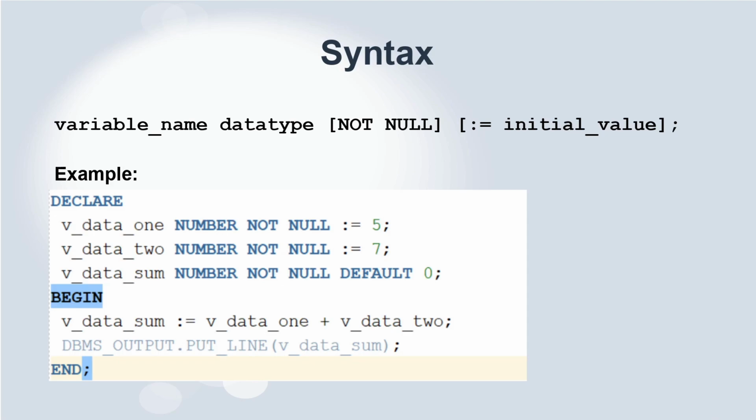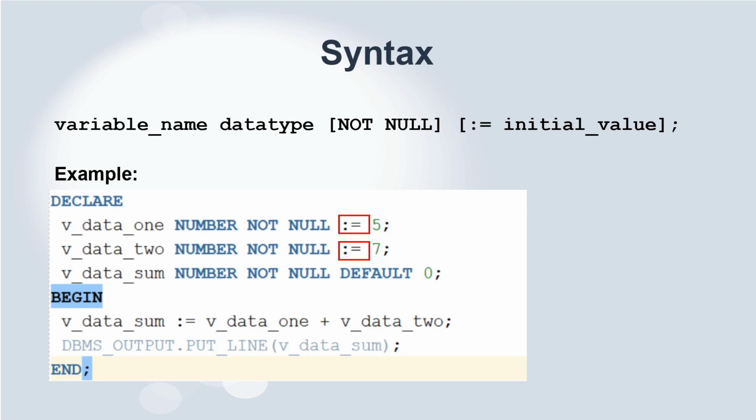First, specify the variable name, then the data type of the variable. If you don't want the variable to be nullable, then you need to write the optional NOT NULL command. After that, if you want to provide an initial value to the variable, you need to assign the initial value to the variable using colon equal sign. Colon equal is the assignment operator in PL/SQL. You can also use the DEFAULT keyword instead of colon equal.